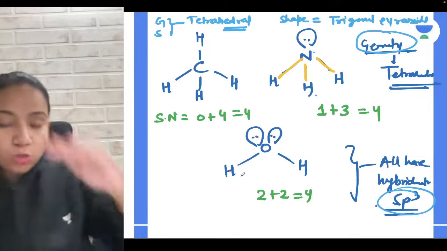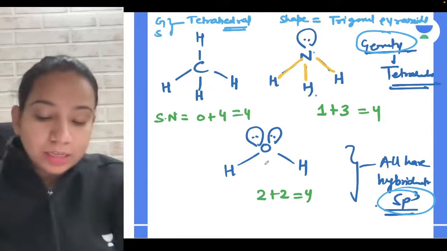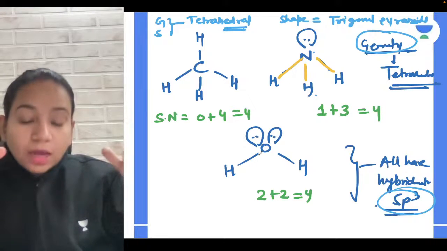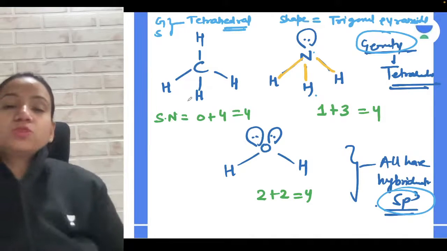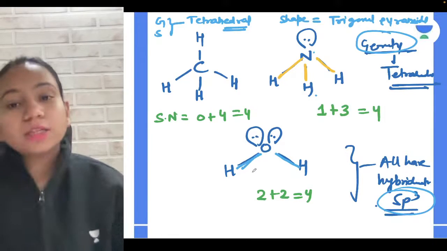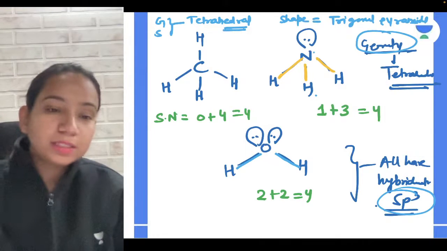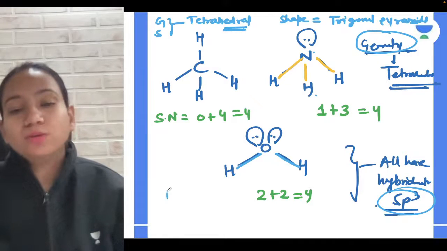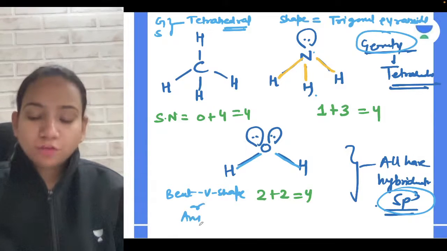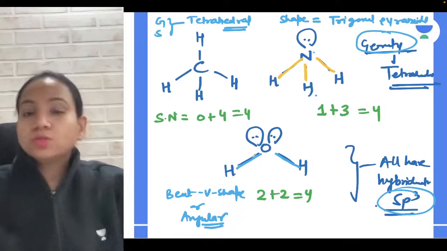And for water, how will you again tell the shape? Hide the lone pair, everyone. Just put your hand on the lone pair and check what the shape will be. It's nothing but the bent V shape, and you can also call it angular shape. Correct, guys? So you get this information from VSEPR. I hope everyone is able to relate, right? Akshay, Veena, everyone. So it's very simple.